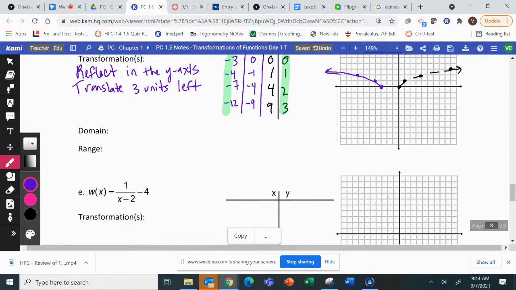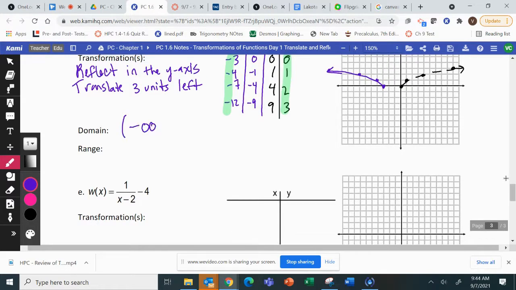So the domain, we go left to right. So Amul, how far to the left does this go? Okay, so what do I call that? Negative infinity. And then it goes to the right to what number? Okay, so I'm going to write negative infinity to -3. I get a bracket for -3 because there's a dot there. Infinities never have brackets. They always have parentheses.